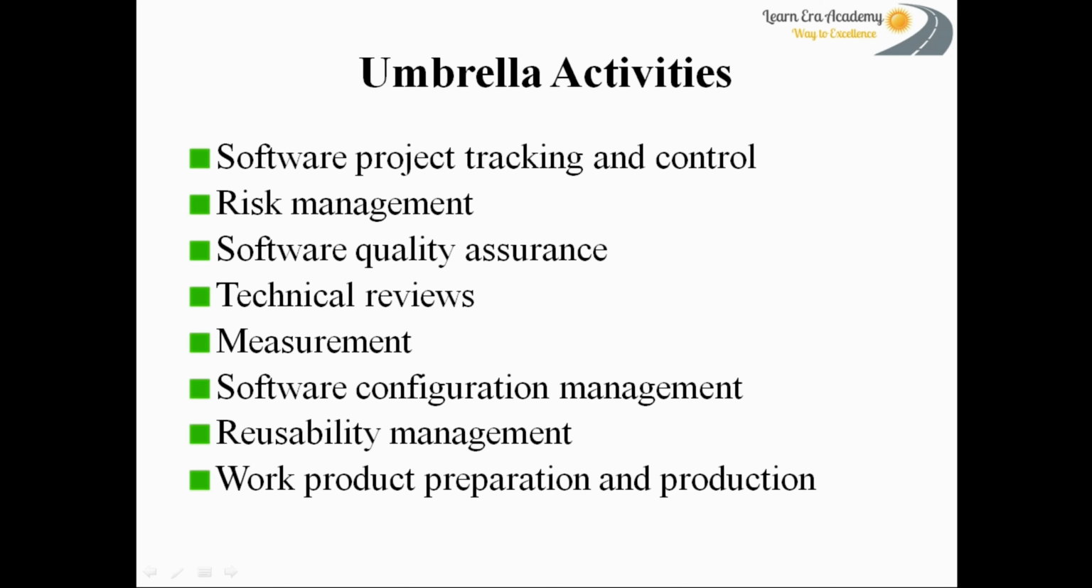Measurement defines and collects process, project and product measures that help in delivering software. Software configuration management manages the effects of change throughout the software process. Reusability management defines criteria for work product reuse and establishes mechanisms to achieve reusable components. Work product preparation and production covers the activities required to create work products such as models, documents, etc.